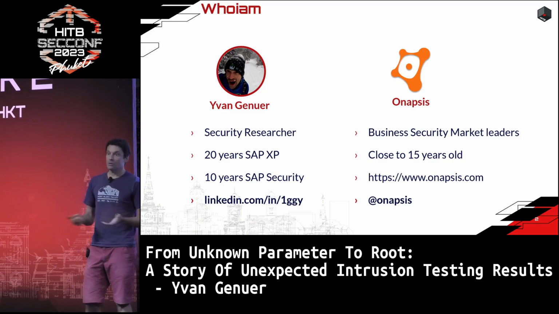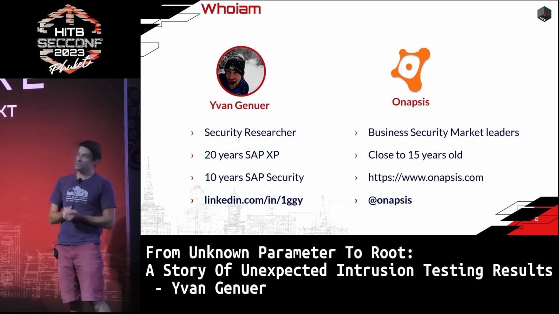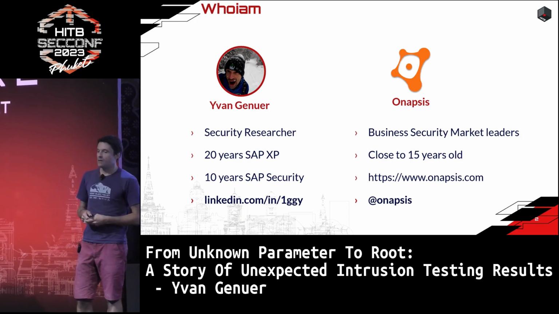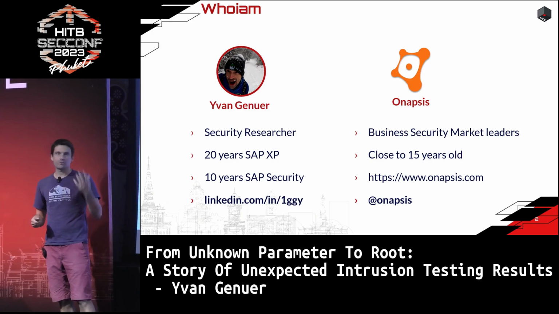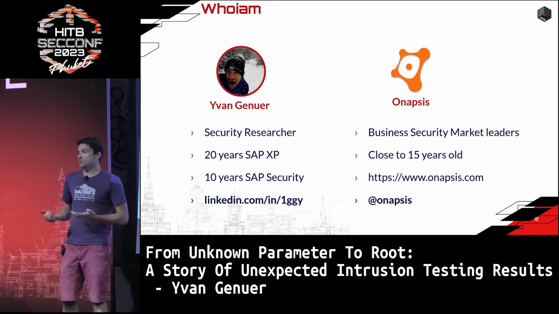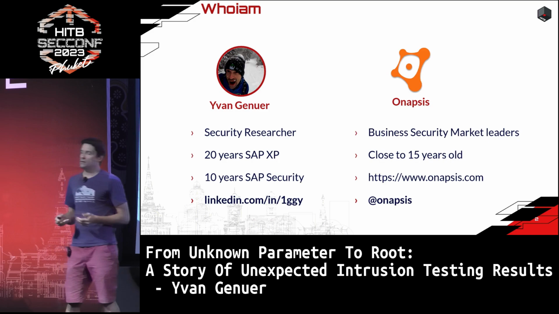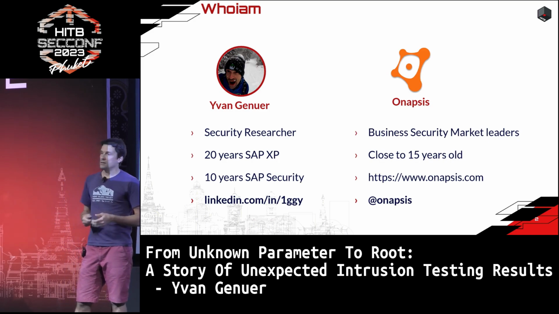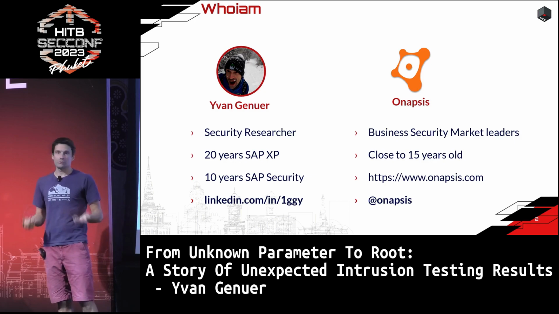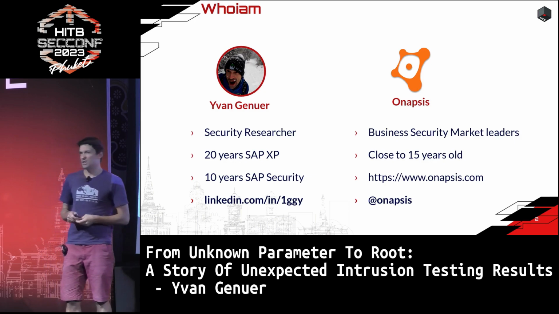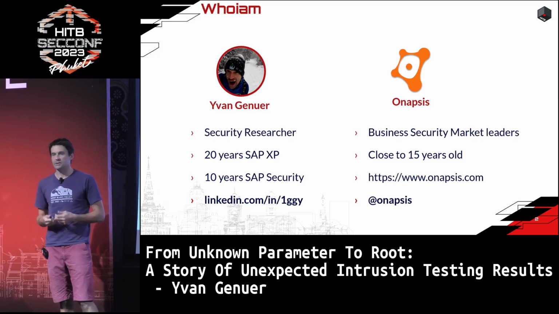One slide about me, very quickly, a few numbers. I have worked for 20 years on SAP systems. I started as an SAP Basis Administrator, and then after 10 years I switched to SAP Security. And for the last 6 years, I guess, I have worked for Onapsis as a security researcher. So I'm a full-time security researcher on SAP systems. And the last number I can say is I found more than 100 vulnerabilities in SAP systems.